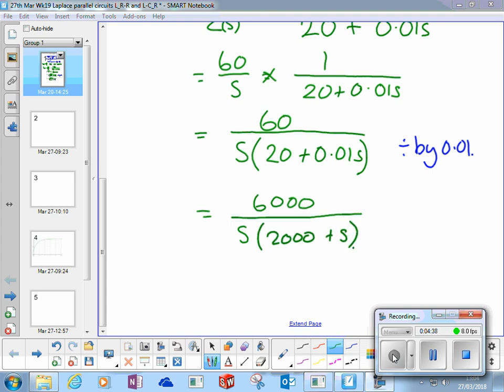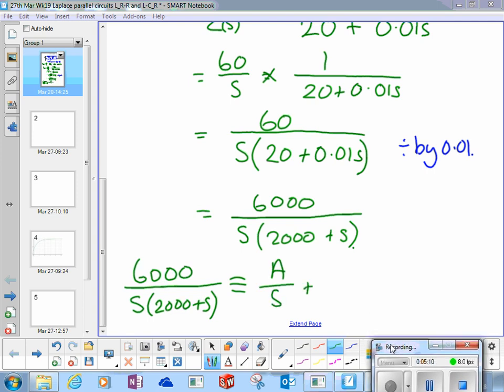Plus x. Then what do we do? As soon as we have a denominator like that, we split it into partial fractions. It's equivalent to A over S plus B over 2000 plus S.